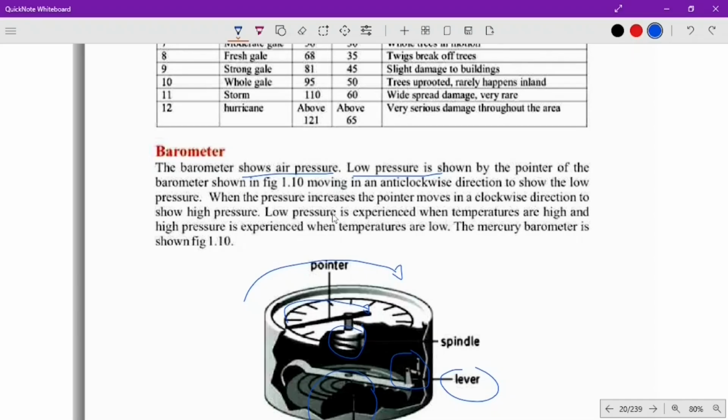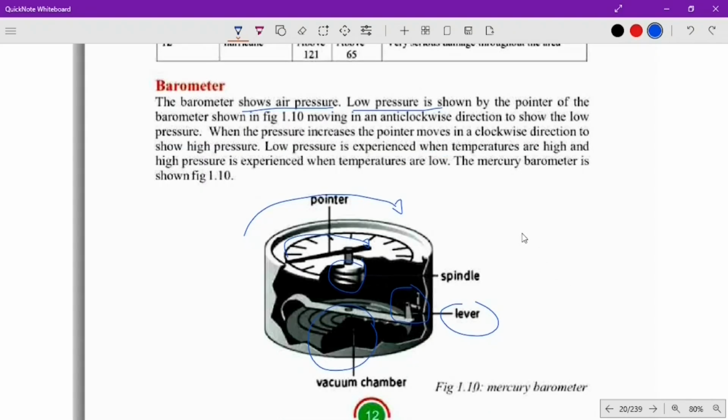So when low pressure is experienced, temperatures are high, and high pressure is experienced when temperatures are low. Here it is in a simplified way so that you can remember this statement. It is very important for you to know what happens at high temperature and also at low temperature. So at high temperature, I'm just putting H and the degree Celsius. What is the relationship with pressure? Low pressure is experienced when temperature is high.